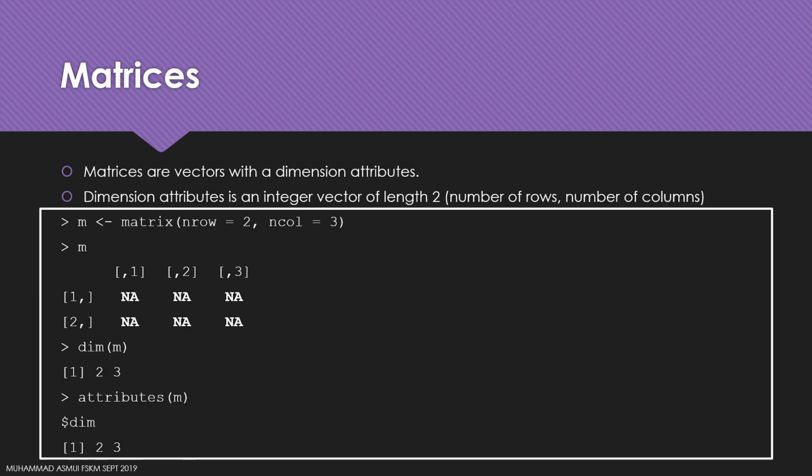Next we look at matrices. A matrix is a vector with a dimension attribute. The dimension has a length of 2, so you have rows and columns. We call it a matrix if we have a number of rows and a number of columns, so the function we will use is matrix. As an example here, you can also check the dimension by using the dim function. Suppose that our m here is a matrix as we assigned here, we can check the attributes.